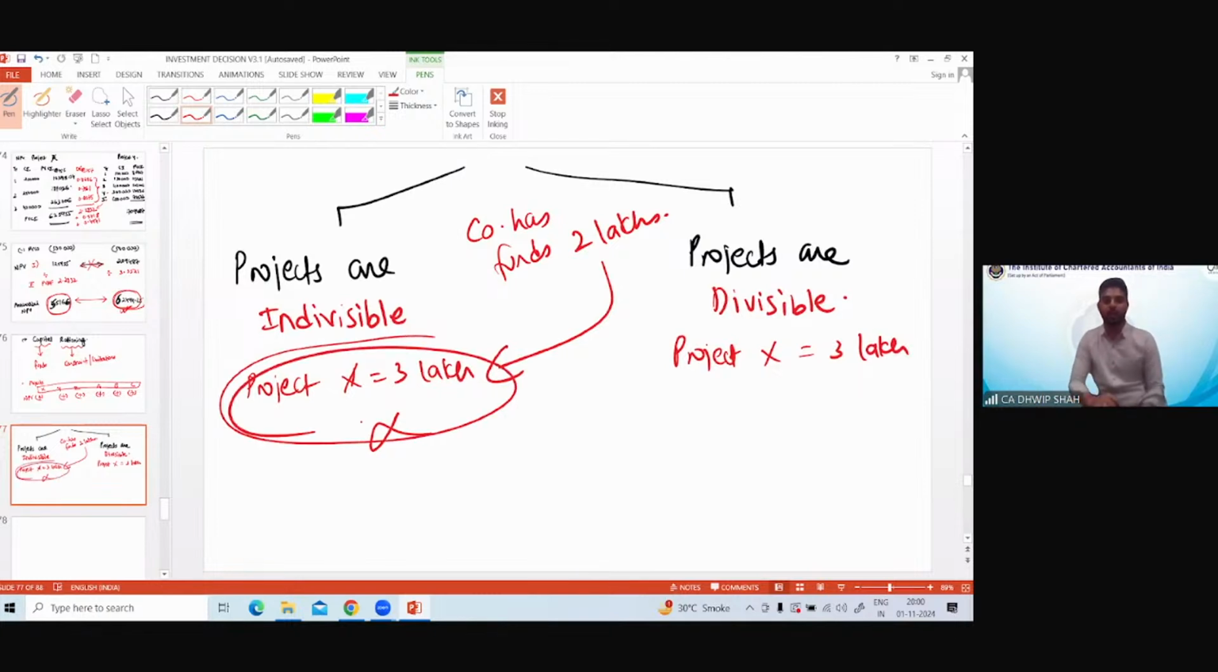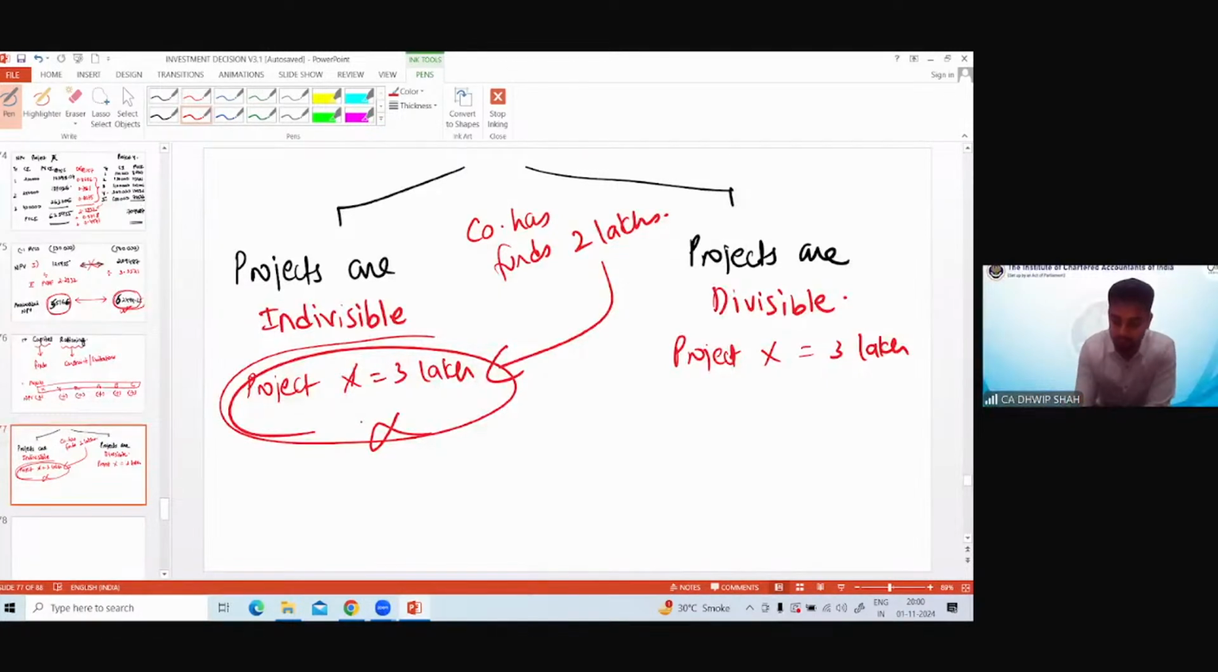If you want to take the project, then the entire project should be undertaken. Part project is not possible. This is what indivisible means. If you want to invest in project X, you have to invest entirely. You have to undertake the entire project X. Part is not possible. That is indivisible.